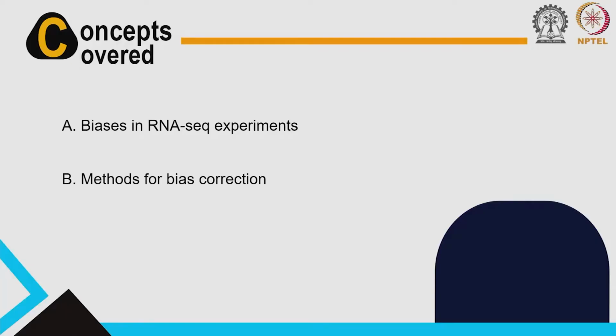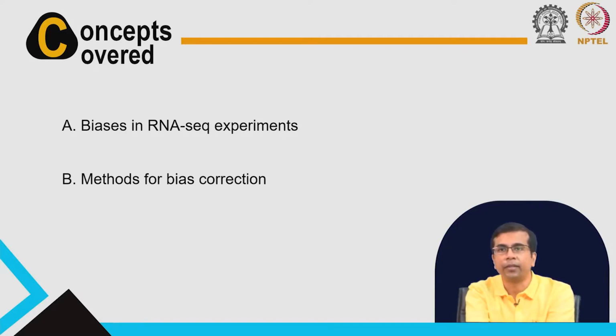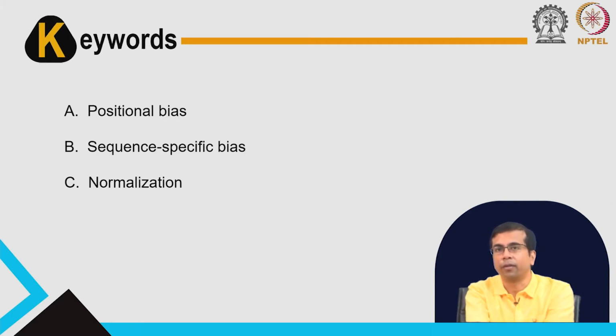Sometimes we may not get to the exact origin of these biases, why these biases arise. This is something we still cannot predict, but we observe these biases in the data, and this is something that we need to correct for before we can proceed to further downstream analysis. So, these are the concepts that we will be discussing in today's class: the biases in RNA sequencing experiments and methods for bias correction. Let us look into these different types of biases, and here are the keywords. We will talk about positional bias, sequence specific bias, and finally, we will introduce the term normalization.